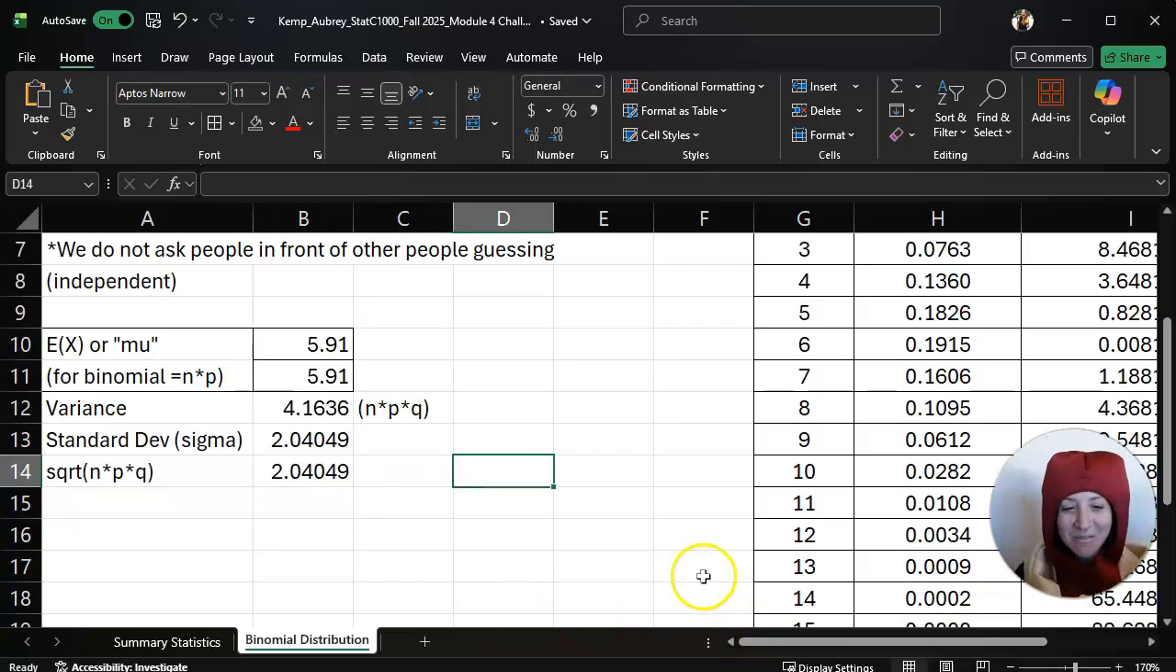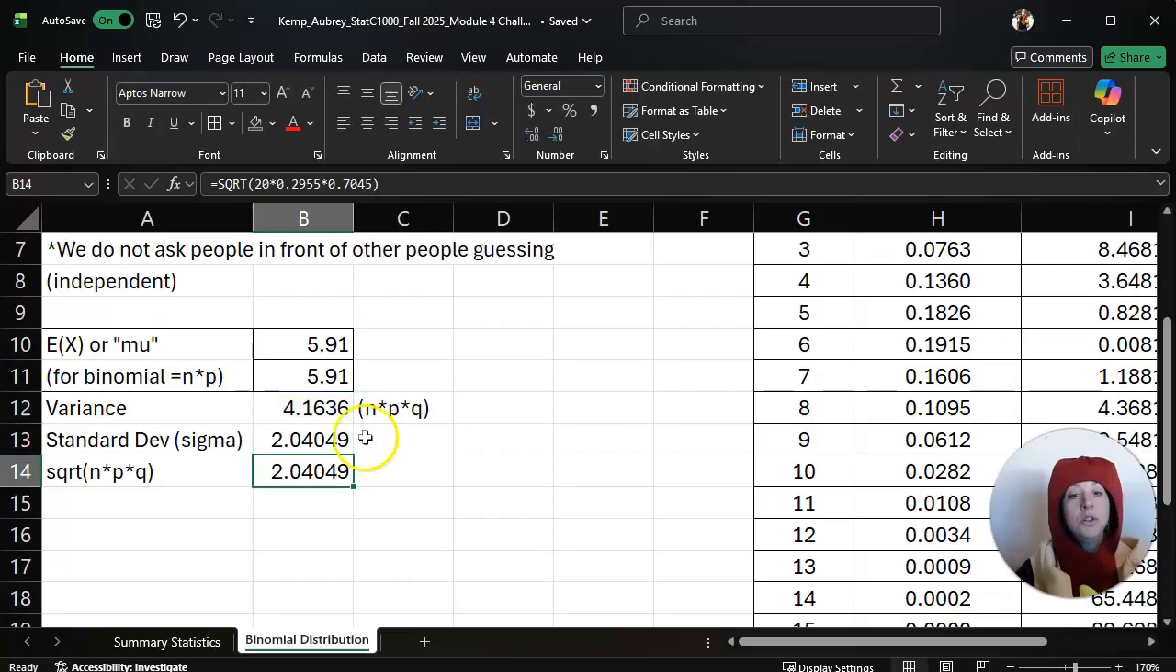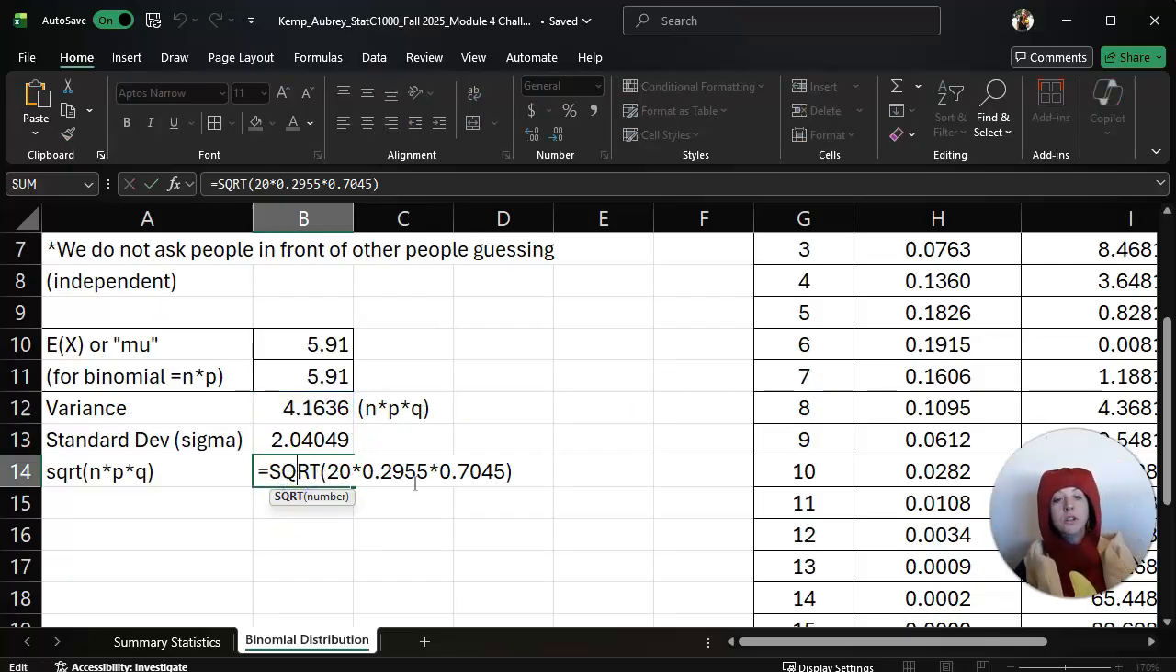So I want to, one more time, just clarify. The strategy I was showing you to find the standard deviation using the table is for any discrete probability distribution. To use the square root of n times p times q to find the standard deviation, it has to be a binomial experiment in particular.